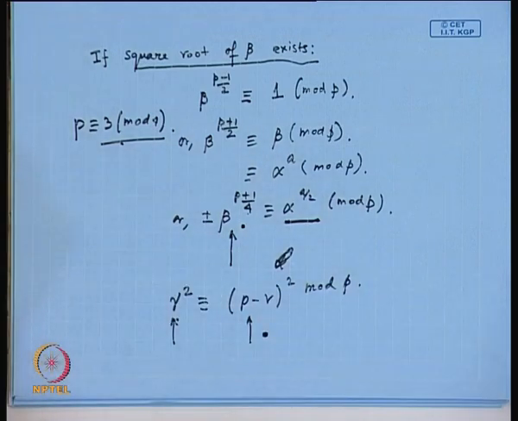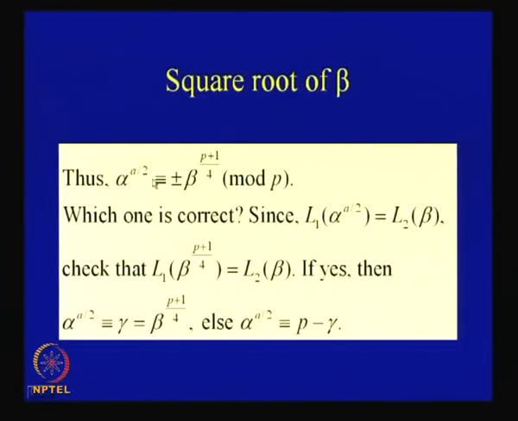Okay. So, therefore, the question is that I know that alpha power of a by 2 is congruent to plus minus beta to the power of p plus 1 by 4 modulo p, but the question is which one is correct. That is, which is the actual square root. So, for that we will use this fact: I know that L2 beta is the second bit of beta, right.